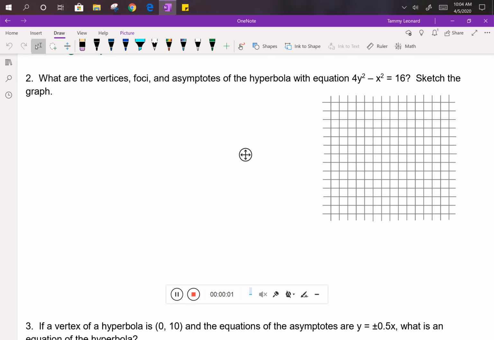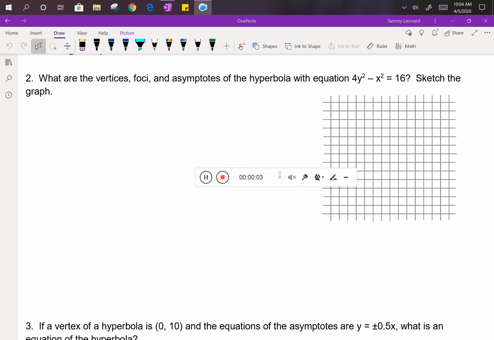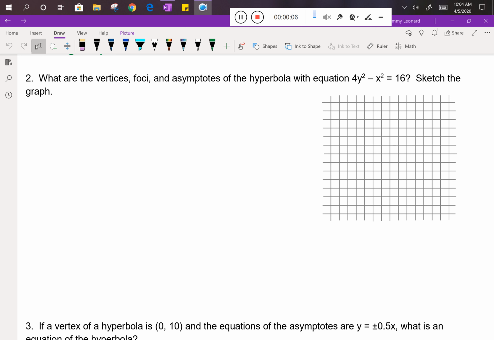In number 2, we're asked what are the vertices, foci, and asymptotes of the hyperbola with the equation 4y squared minus x squared equals 16. This is not in standard form, so our first goal is to get it into standard form. And the technique for doing this is pretty much the same as with getting an elliptical equation into standard form.